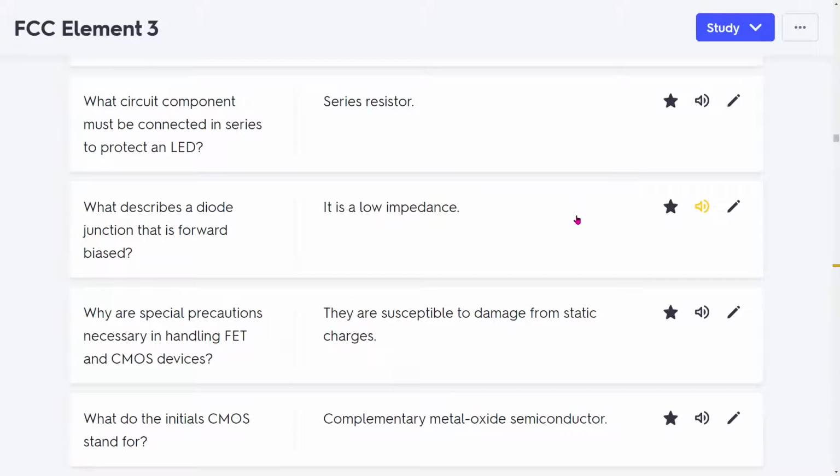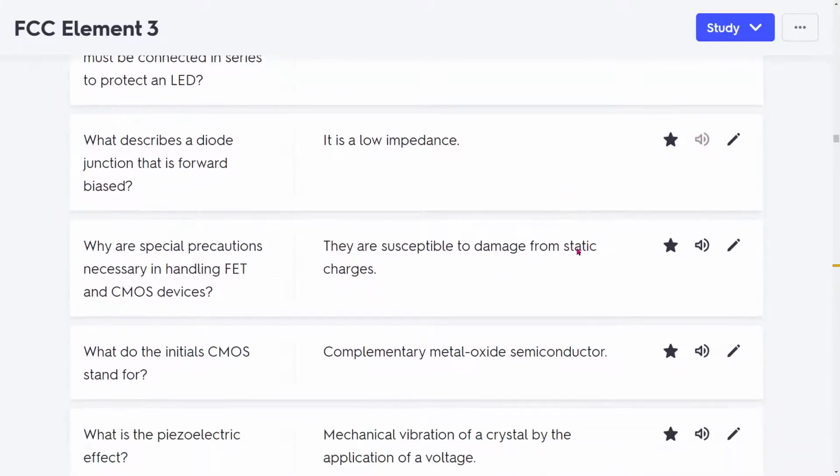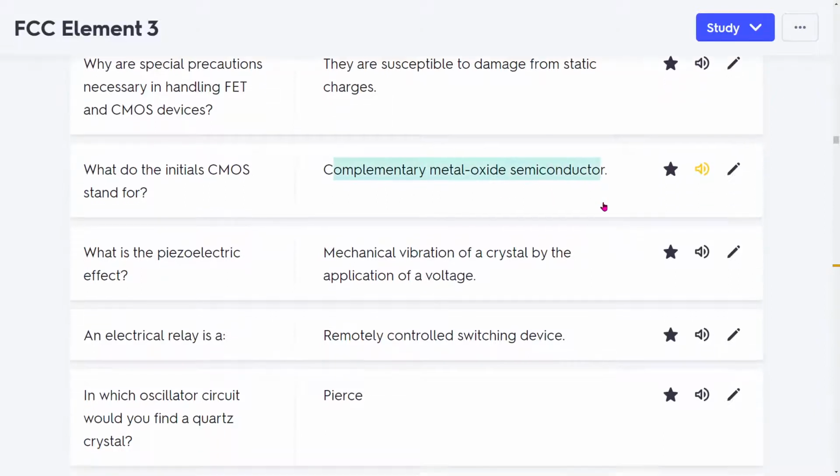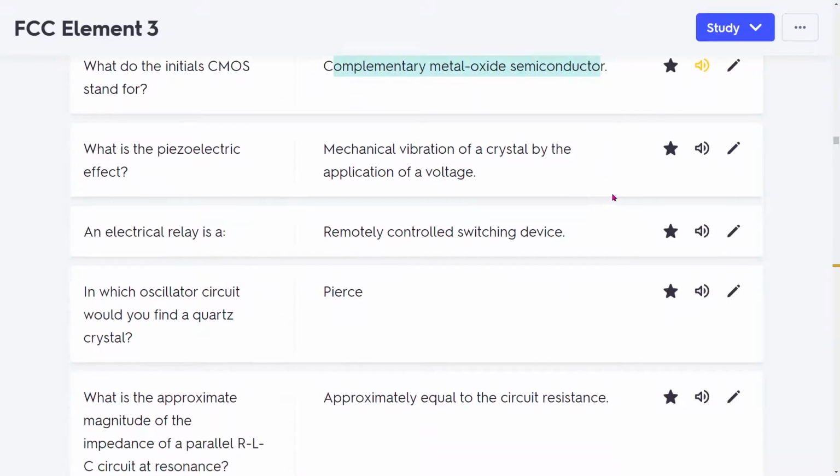What describes a diode junction that is forward biased? It is a low impedance. Why are special precautions necessary in handling FET and CMOS devices? They are susceptible to damage from static charges. What do the initials CMOS stand for? Complementary metal oxide semiconductor.